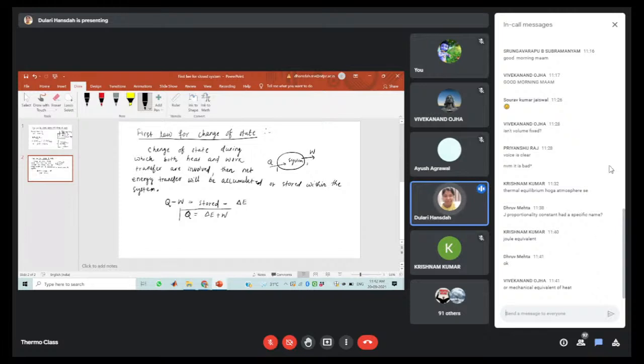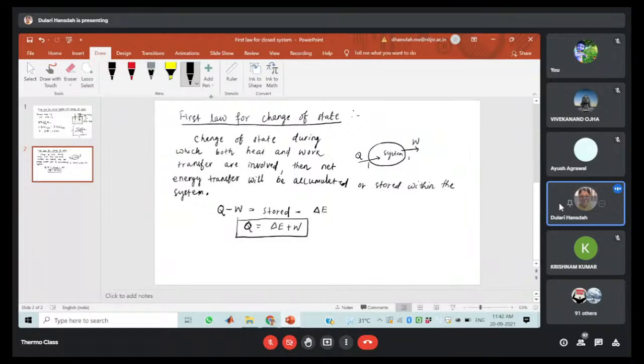So जब हम change of state को consider कर रहे हैं, so in that case we will use this equation for solving of our problem.